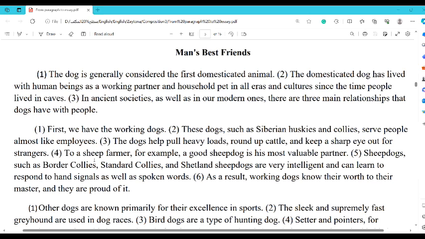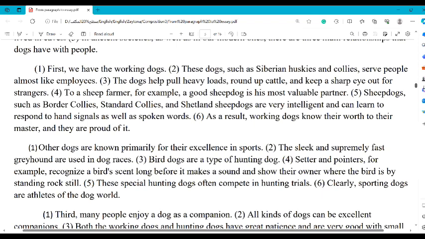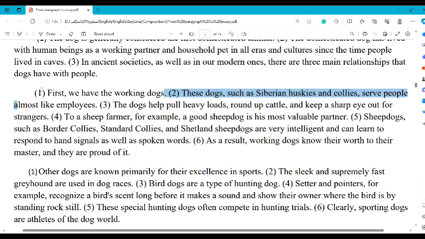Okay. First, we have working dogs. This is a topic sentence, right? As we saw in the diagram, what we have in the body paragraph as a first sentence is called the topic sentence, right? What do we call this sentence? Topic sentence, yes. Very good. So this is a topic sentence.